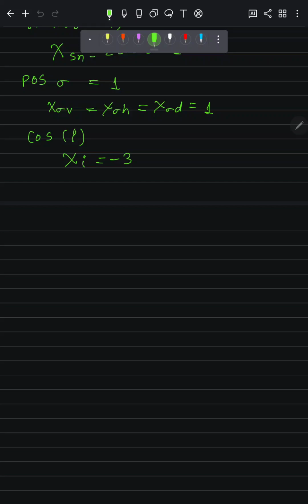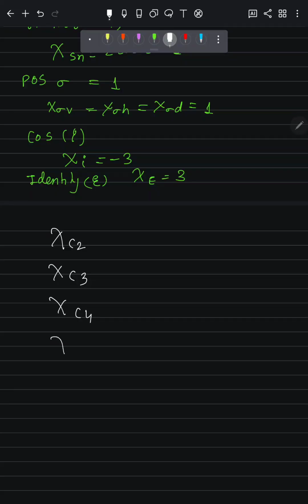And for identity, or we can say E, the value of psi E is equal to 3, or the character is 3. So there are some important psi values for C2, C3, C4, and C6. We directly use these values, and it will be easy to remember like this.